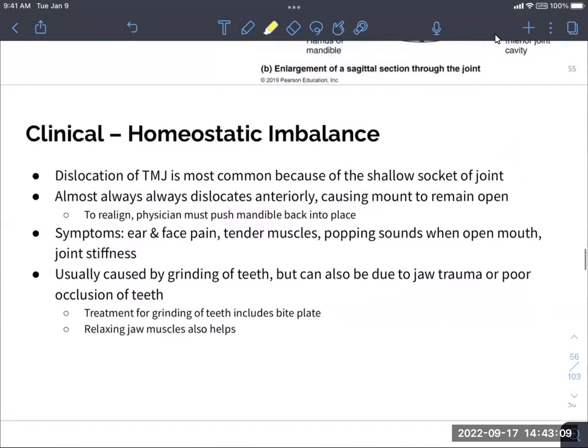So, some people get that dislocation of the TMJ. It's a very shallow socket, so that's what causes it to happen. You usually need a physician to put it back into place.